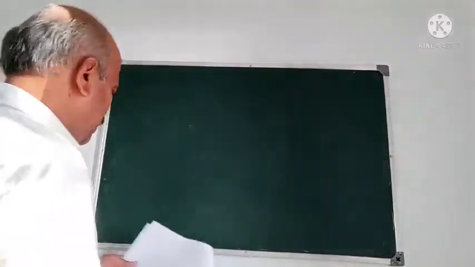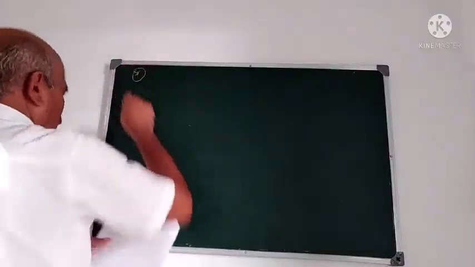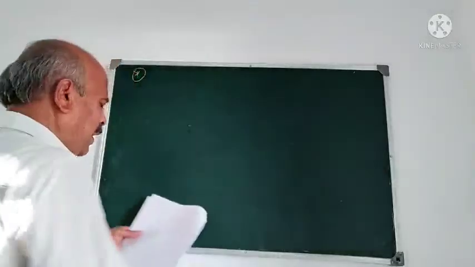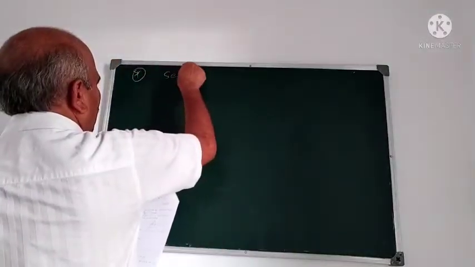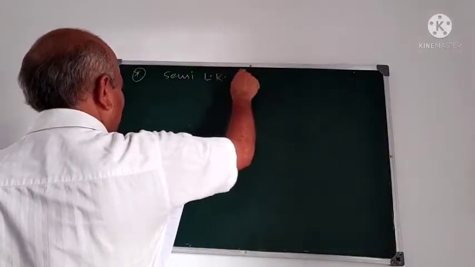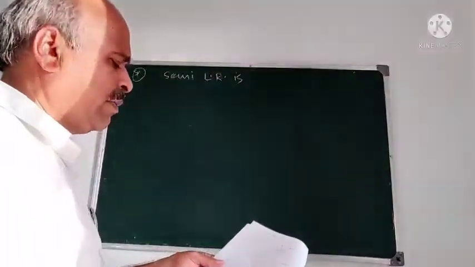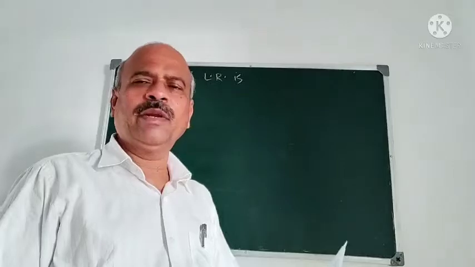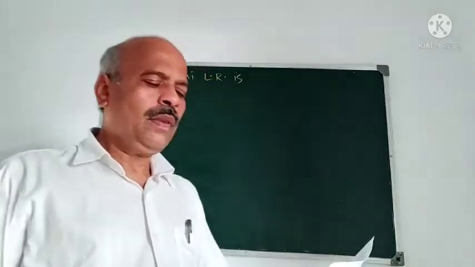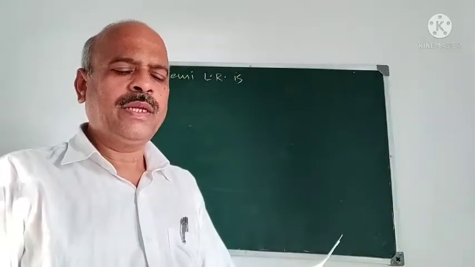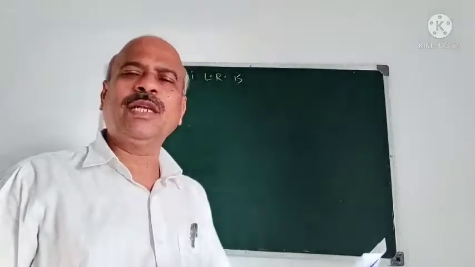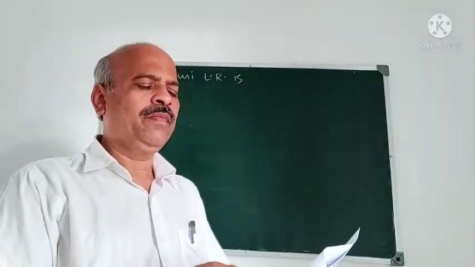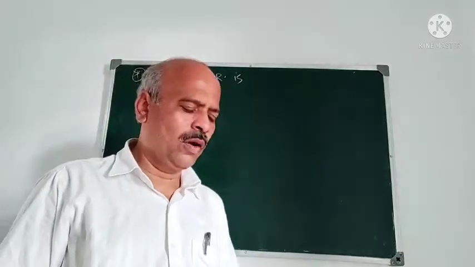Next, some standard problems. Take this: prove that in a conic, the semi-latus rectum is the harmonic mean between segments of a focal chord. I repeat this: prove that in a conic, the semi-latus rectum, small l, is the harmonic mean between segments of a focal chord.